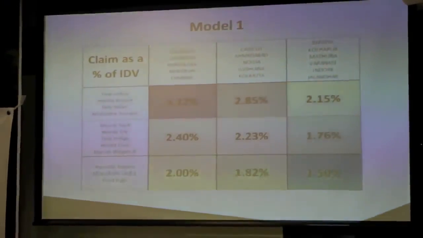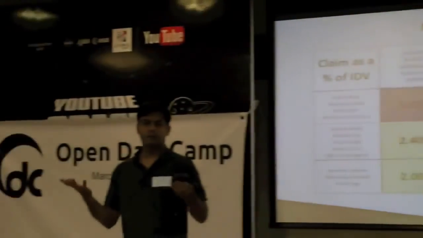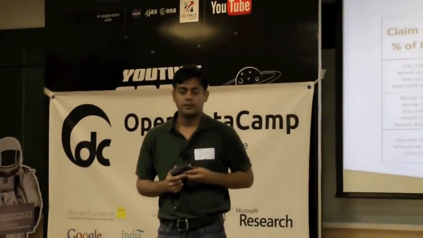Now there are obvious problems with this approach. Anyone would like to point out the problems with this approach? Sorry? People might register somewhere and then they might drive in different cities. Okay, yeah. Just this approach as a model.